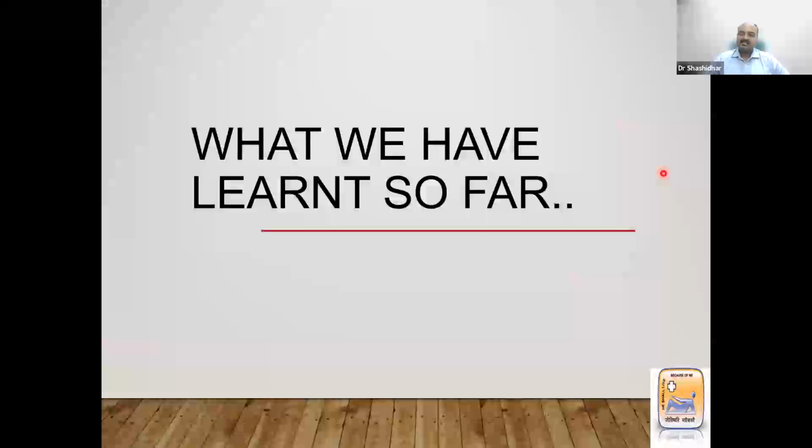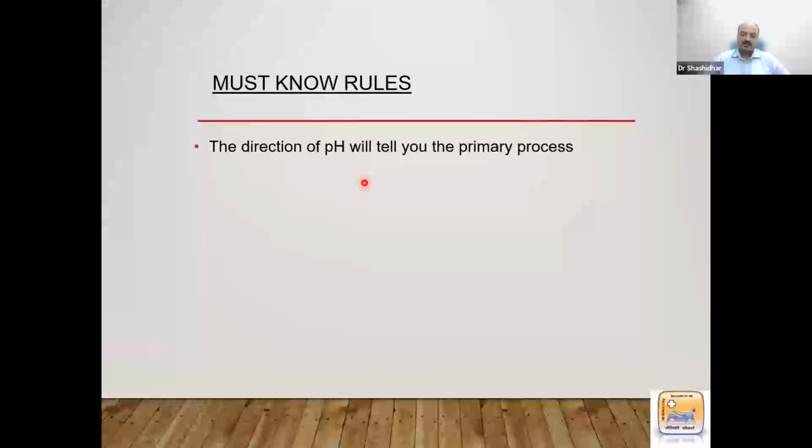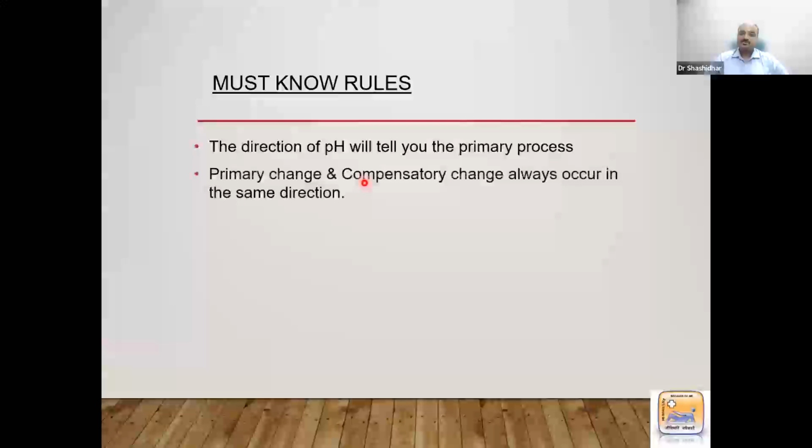I'll just recap so that I get your attention back. What have we learned so far? There are must-know rules. The direction of pH will tell you whether it is acidosis or alkalosis. Primary change and compensatory change always occur in the same direction. If you understood the examples which I showed you, if the primary change is increased PCO2, bicarb is the compensatory change that will also increase. So they occur in the same direction.